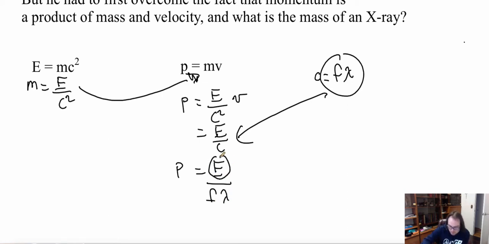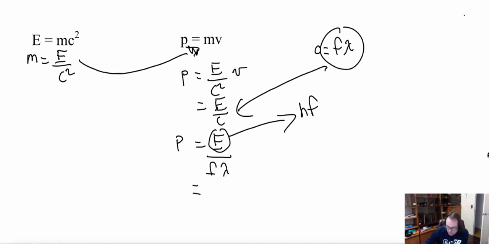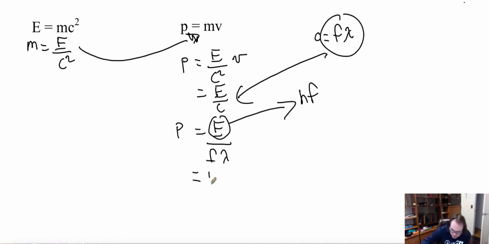Now we also know that energy is equal to Planck's constant times my frequency. So we're going to do one more substitution here, and I'm going to end up getting Planck's constant multiplied by my frequency divided by the frequency times the wavelength is going to be my momentum. And now we cancel off these frequencies, so I end up lastly getting my momentum is equal to Planck's constant divided by my wavelength, which is the exact same formula that you have on your formula sheet.